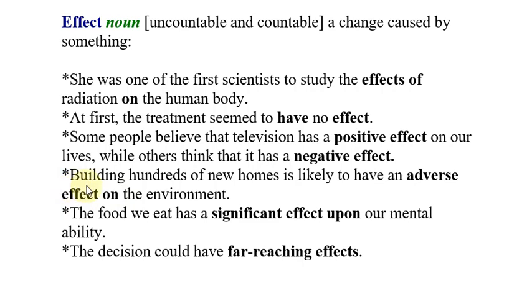Next sentence. The food we eat has a significant effect upon our mental ability. Significant effect, this is the collocation. Upon is the same as on. The only difference is that upon is more formal. It's just like you say on our mental ability. The decision could have far-reaching effects. A good collocation. Far-reaching means extensive, means widespread. Now, when you say to have far-reaching effects, it means it has an effect on a lot of people or things.